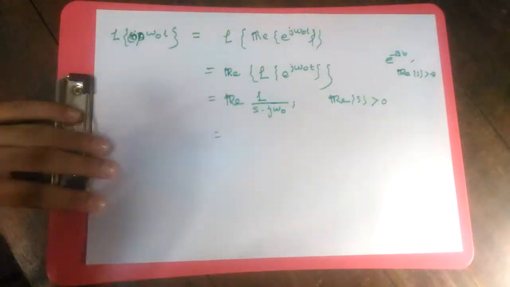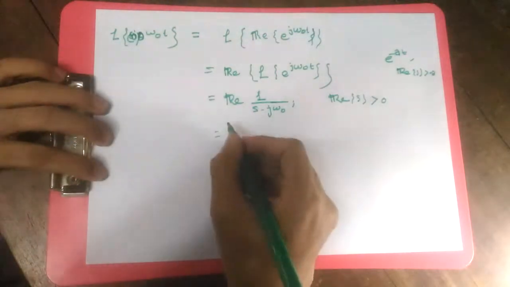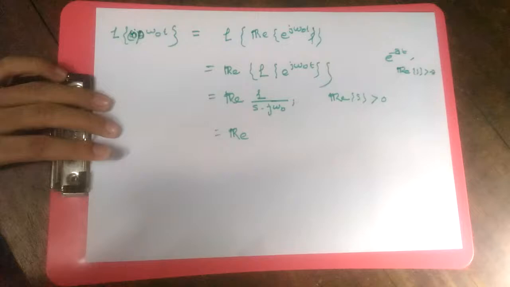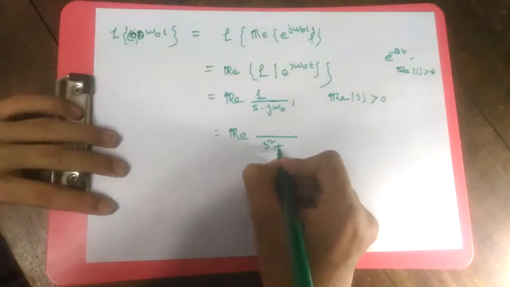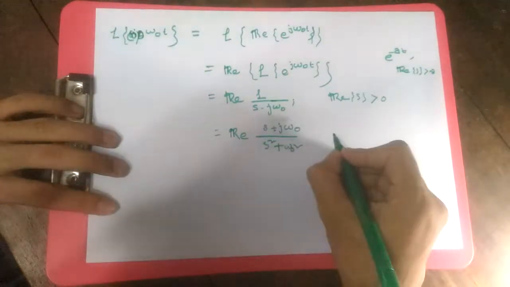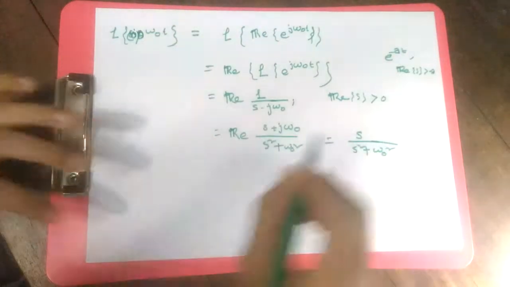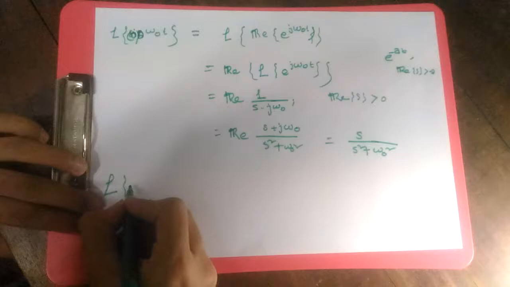Alright, we want the real portion of this, and that will be our Laplace transformation of cosine omega naught t. So how about we multiply by the complex conjugate in the denominator and numerator. So that's going to be s squared plus omega naught squared in the denominator, with s plus j omega naught in the numerator, and the real part is going to be s divided by s squared plus omega naught squared. So that's the Laplace transformation of cosine of omega naught t.